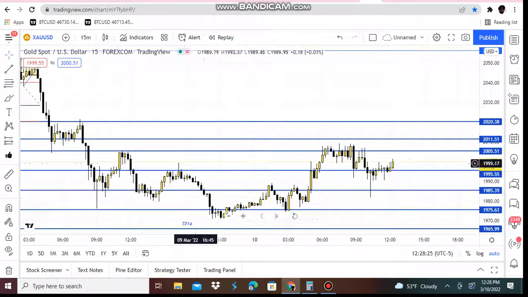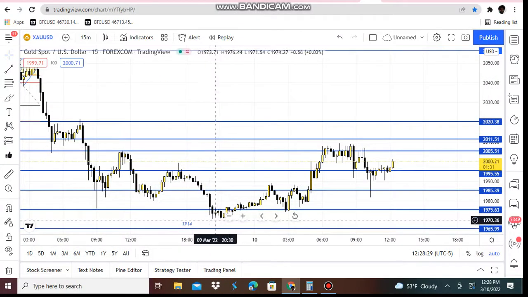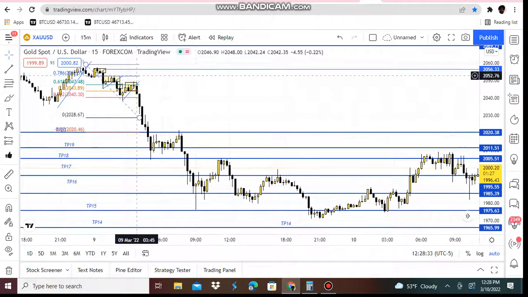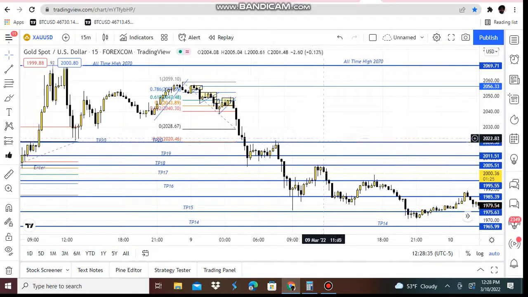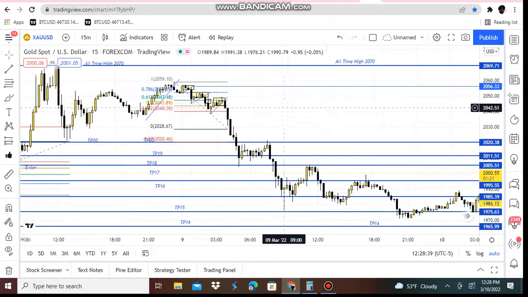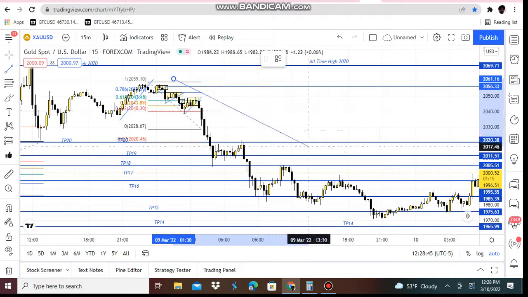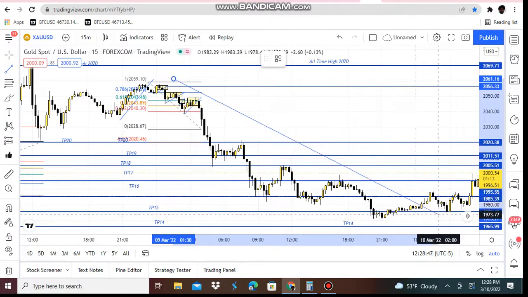Breaking high, after price makes a downtrend like this, a major downtrend. This is on the 15. After price goes all the way down from this all-time high, 2070, all the way back down to take profit 14, we will draw our trend line.